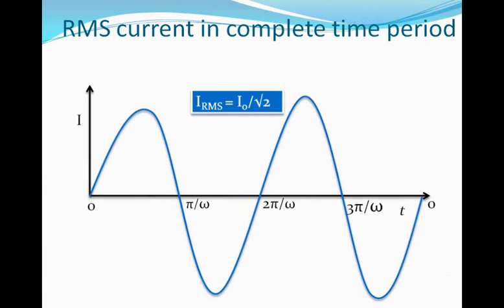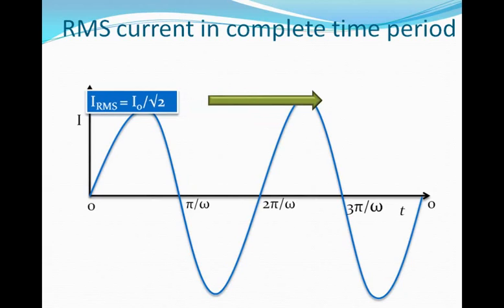IRMS is I naught by root 2. So whenever you're given the RMS current, what that means is that you are given 1 by root 2 times the maximum value of current in one time period. Understood? I naught, as I just mentioned here, tells you the maximum value of the current at this position, or say this position or this position. The RMS value of the current is also called the effective current.